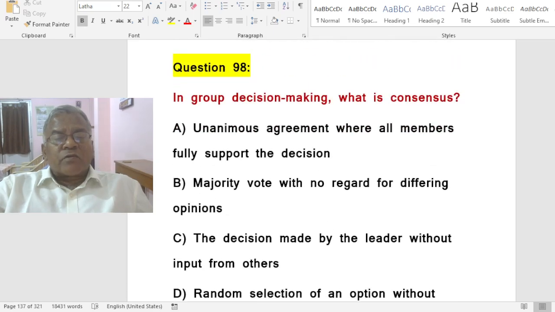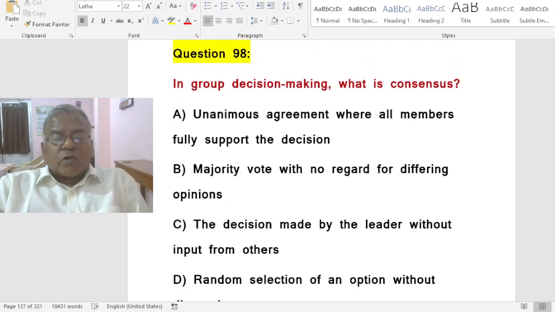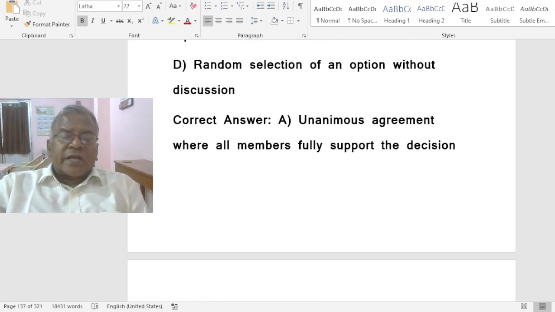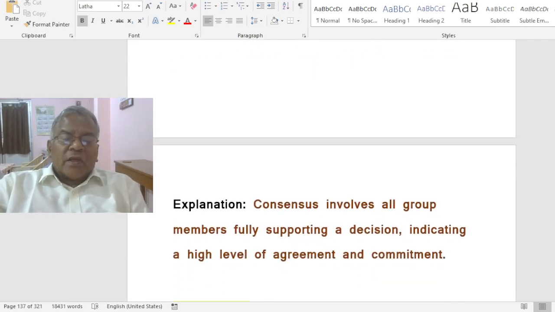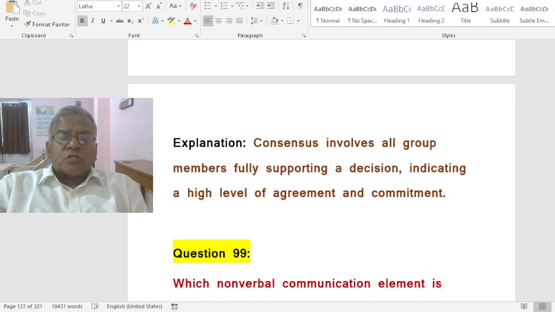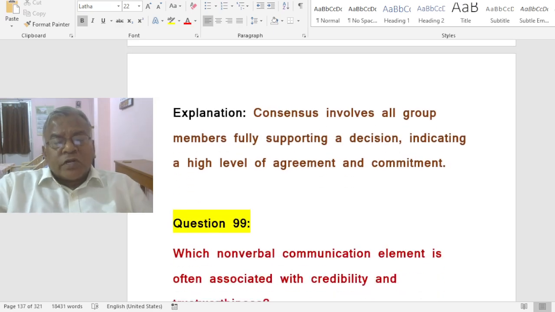So which is the correct one? In group decision making, what is consensus? Unanimous agreement where all members fully support the decision. Consensus involves all group members fully supporting a decision, indicating a high level of agreement and commitment.